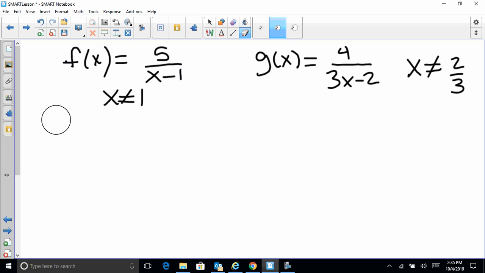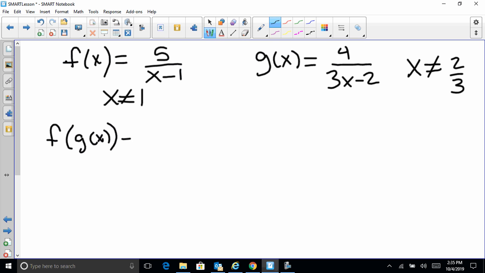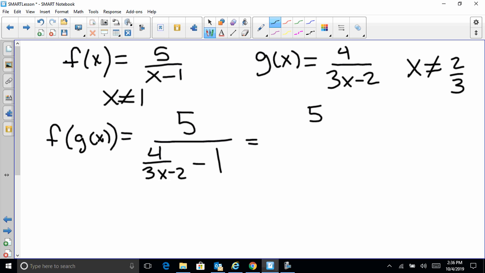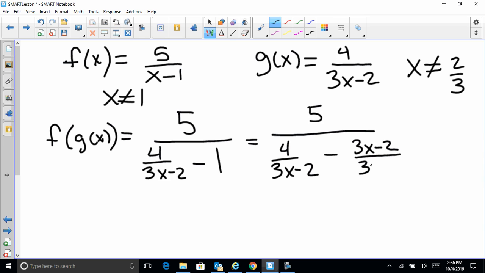So we'll start with the f of the g of x. So in our function f, we are replacing x with g of x. Now we have to clean this up. To be able to take care of that denominator, we need to have common denominators so we can subtract those fractions. So 4 over 3x minus 2 minus, well, make 1 into something with a common denominator, just make it 3x minus 2 over 3x minus 2.